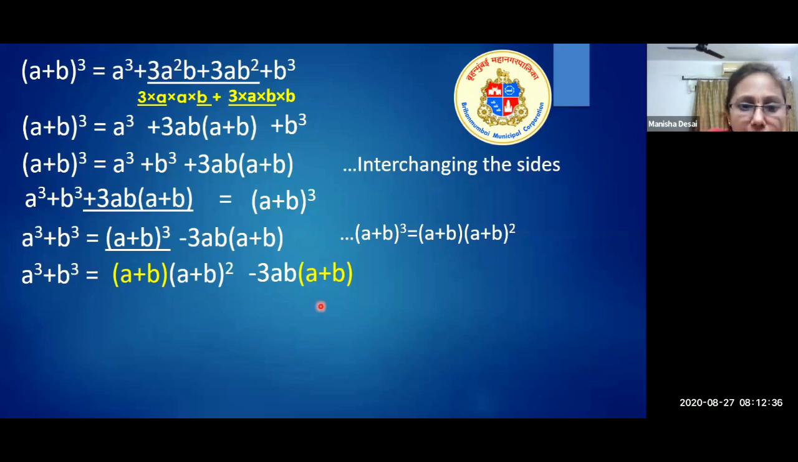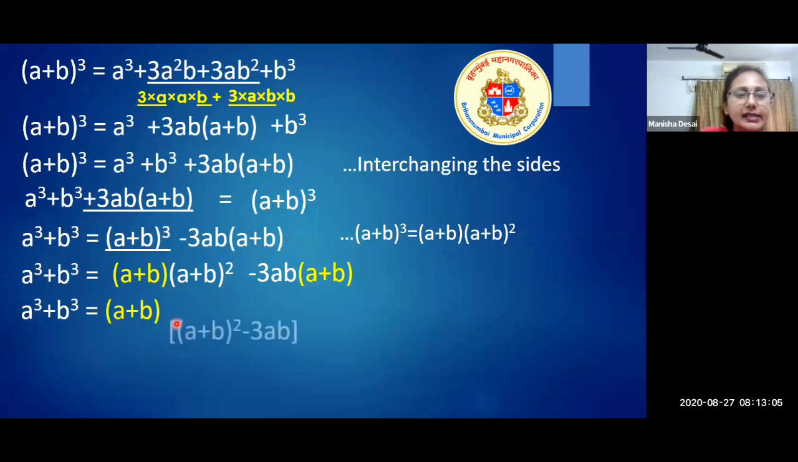If you observe these two terms properly, you can see that a plus b, which I have highlighted with the yellow color, is the common factor. So we are going to write this common factor outside the bracket, and inside the bracket we write the uncommon factors. The uncommon factors are a plus b the whole square minus 3ab. So it is written as a plus b, the common factor, outside the bracket, and inside the bracket a plus b the whole square minus 3ab.